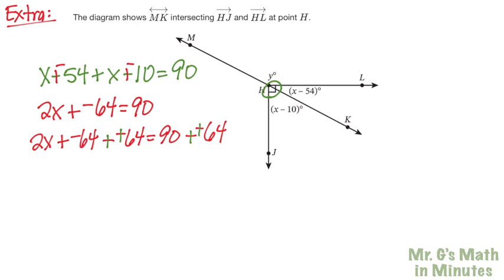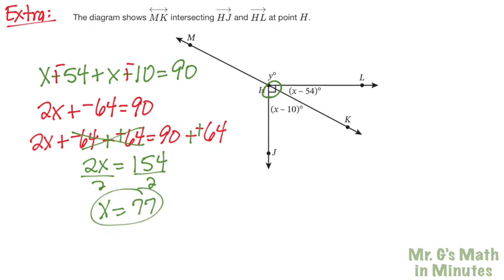So a negative 64 and a positive 64, those are still opposites. That goes away. We're left with 2x. Here we have 90 plus 64, which gives us 154. Divide both sides by 2, and we're left with x is equal to 77. And then you can go in and figure out what these missing numbers are. 77 minus 10, this one is 67 degrees. 77 minus 54, this one is 23 degrees. Add those two together and you get 90.